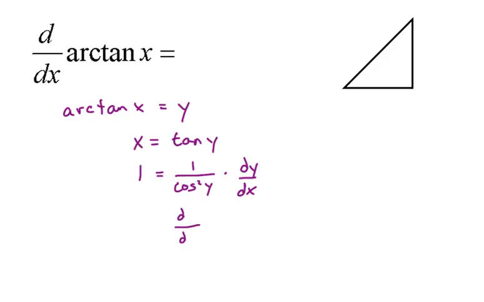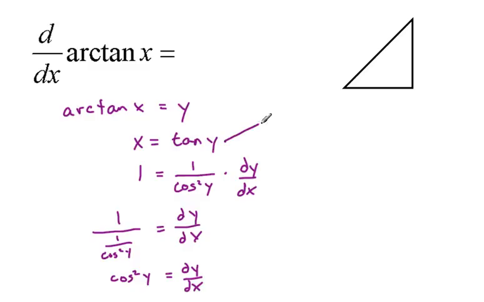Solve for dy dx by dividing by 1 over cosine squared y. So we've got 1 over cosine squared y, or that's simply cosine squared y equals dy dx. Now that sounds like a pretty good derivative. The only problem is it's in terms of y, and we really want our derivative in terms of x, like the original function. And so that's where this triangle comes in.